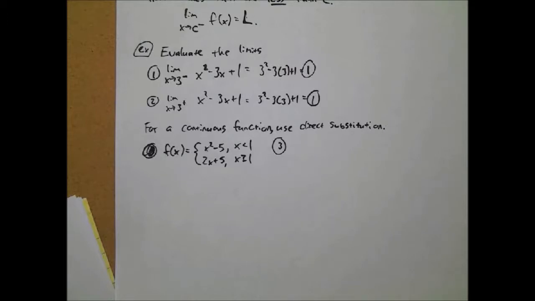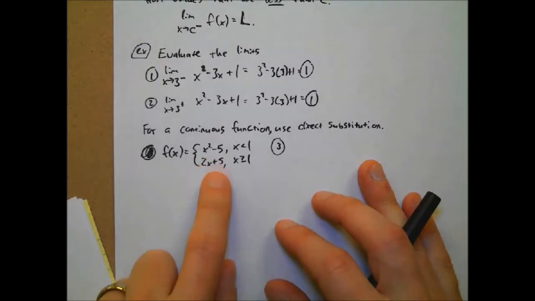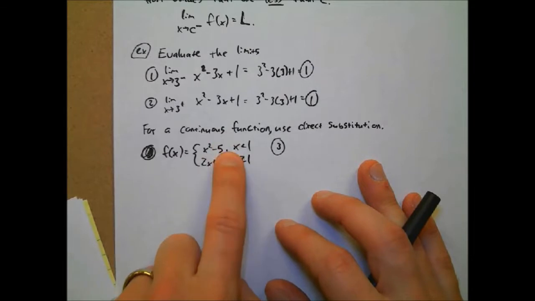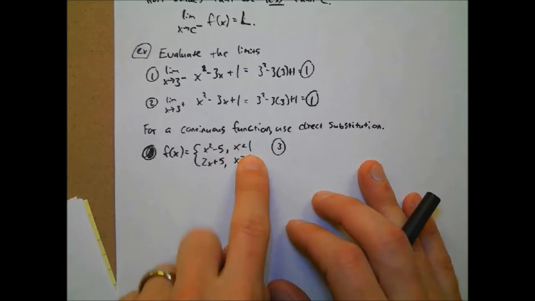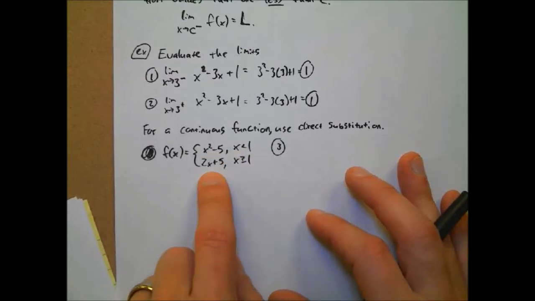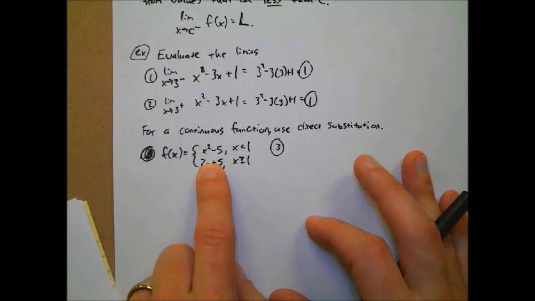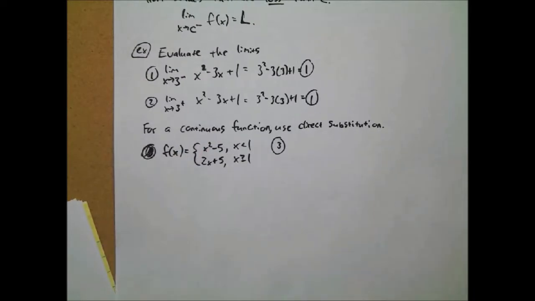If we plug in 1 here to x squared minus 5, what do we get? -4. If we plug 1 into 2x plus 5, what do we get? 7. Now granted, it's x less than 1, not x equal to 1, but the idea is we're going to approach up to that 1. So we can plug in 1 here and see what this value is. We got -4, we got 7. Do these two pieces join up at 1? No. So is this function continuous? No, and specifically it is not continuous at 1.